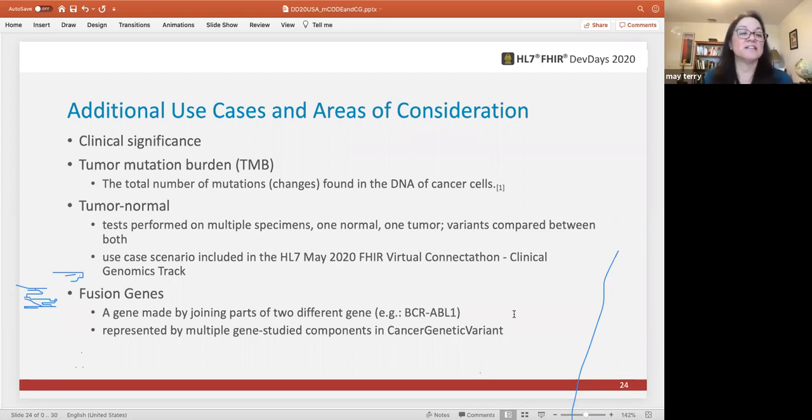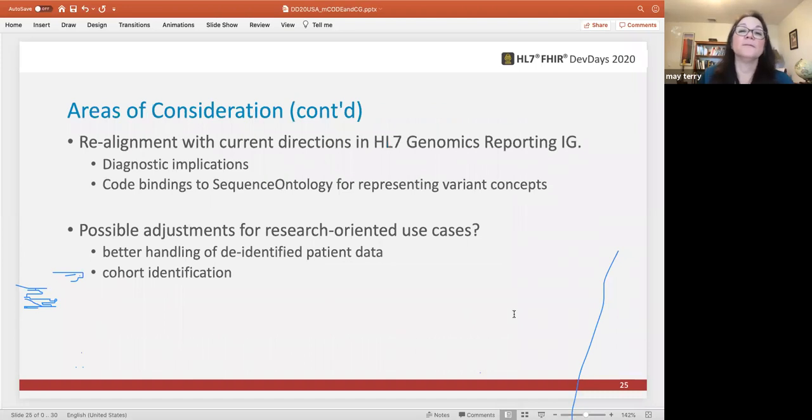Other things to consider are tumor mutation burden, how to represent tumor normal, where you can potentially have multiple specimens, one normal specimen, one tumor specimen, the variance compared between both. And then finally, how could you represent fusion genes? And then other areas of consideration, again, greater realignment with the HL7 Genomics Reporting IG, which is currently going through an STU2 discussion and how to improve it.